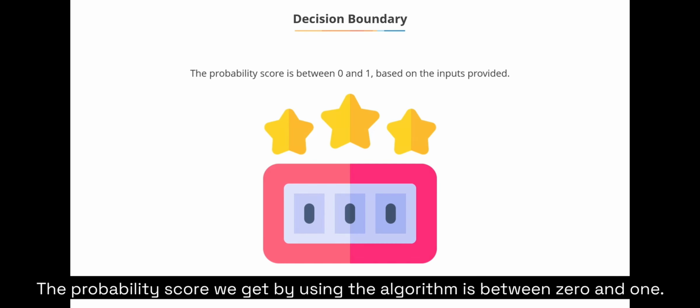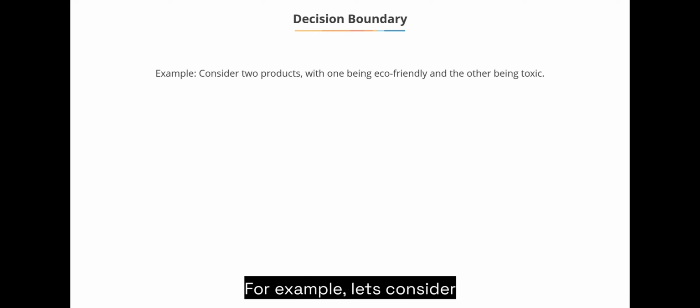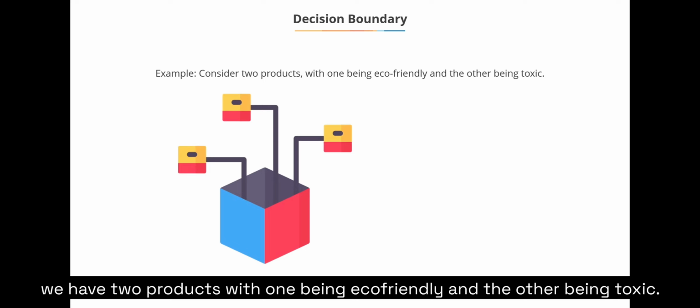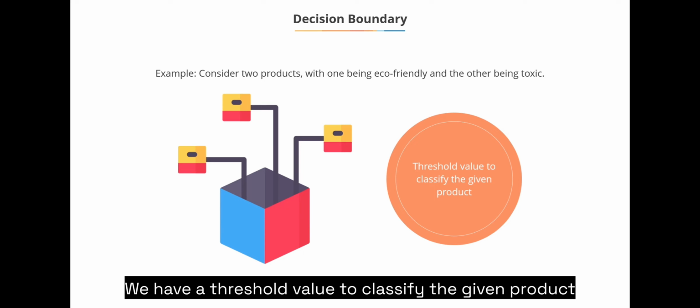Decision boundary. The probability score we get by using the algorithm is between 0 and 1 based on the inputs we provide. For example, let's consider we have two products, one being eco-friendly and the other being toxic. We have a threshold value to classify the given product.